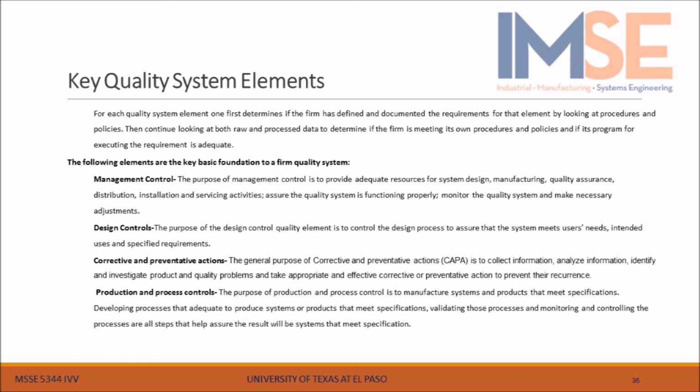Corrective and preventive actions: the general purpose of corrective and preventive actions is to collect information, analyze information, identify and investigate product and quality problems, and take appropriate and effective corrective or preventive actions to prevent their recurrence. Production and process controls: the purpose of production and process control is to manufacture systems and products that meet specifications. Developing processes that are adequate to produce systems or products that meet specifications, validating those processes, and monitoring and controlling the processes are all steps that help assure the result will be systems that meet specifications.